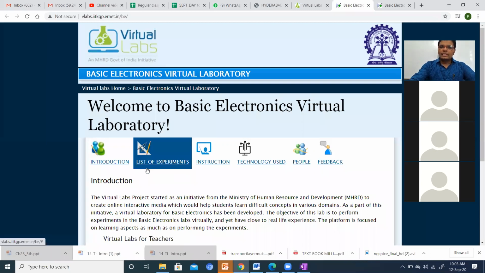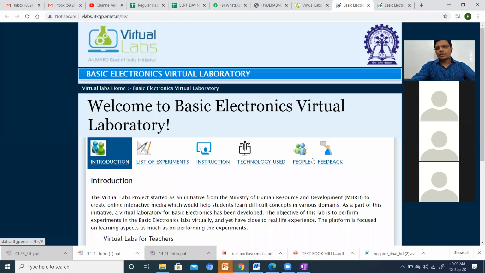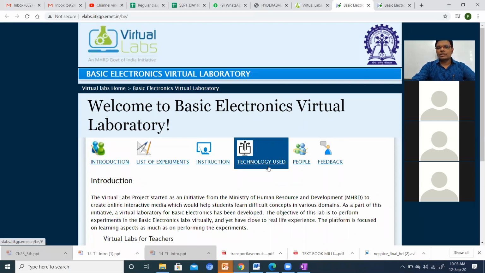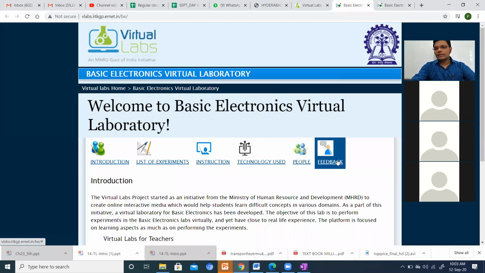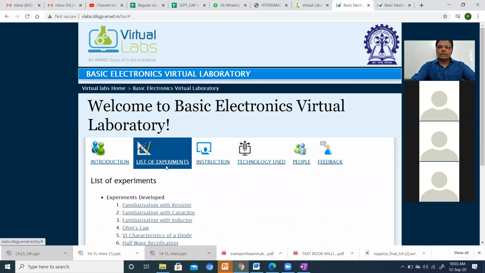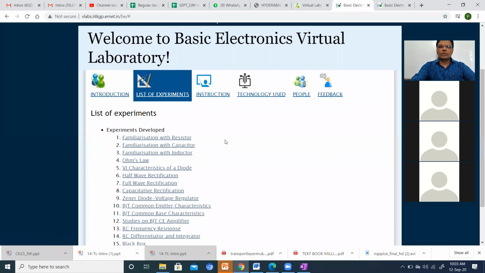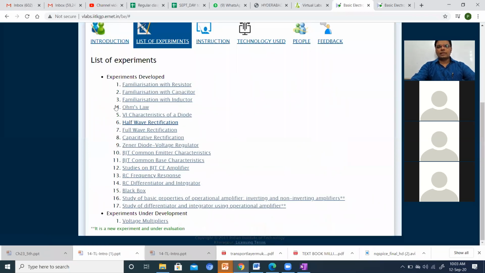Now, list of experiments. In the virtual lab basic electronics window, we have the introduction part, list of experiments, instructions, technology which is used, people who are associated, and the feedback given by students as well as faculty. So select the list of experiments. You can find 17 experiments. The fourth one is VI characteristics of diode. Open it.